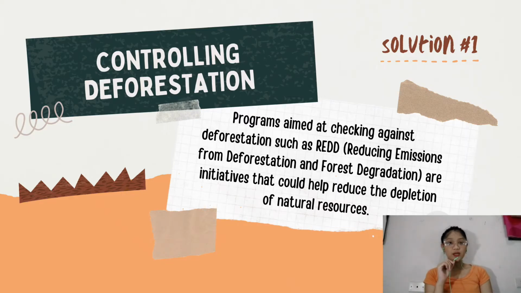Solution: controlling deforestation. Programs aim at checking against deforestation, such as REDD, reducing emissions from deforestation and forest degradation, are initiatives that could help reduce the depletion of natural resources. The efforts could also serve as incentives for the general people to maintain forests, which serve as the habitat and defenders of some of the world's most endangered plant or animal species and water sources.